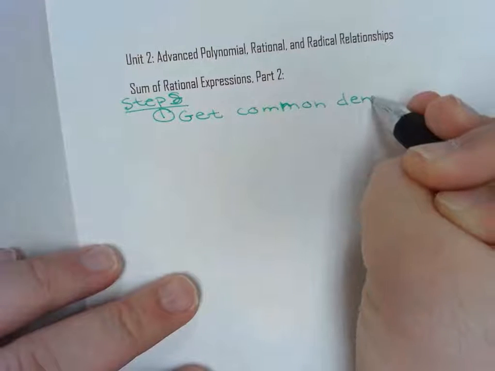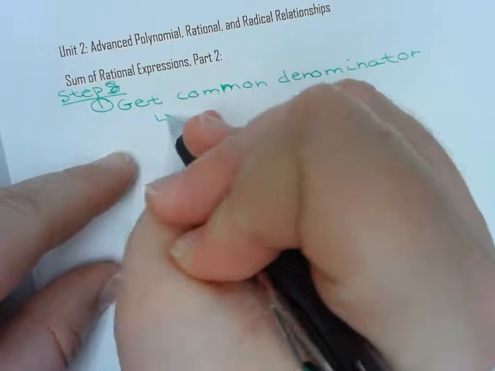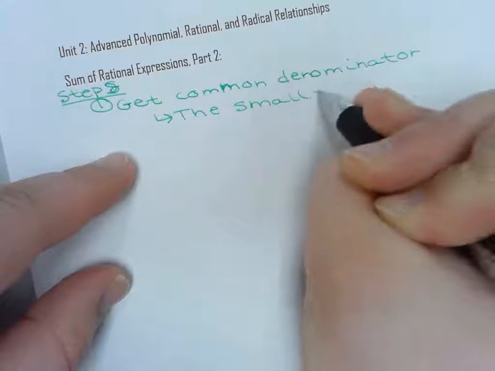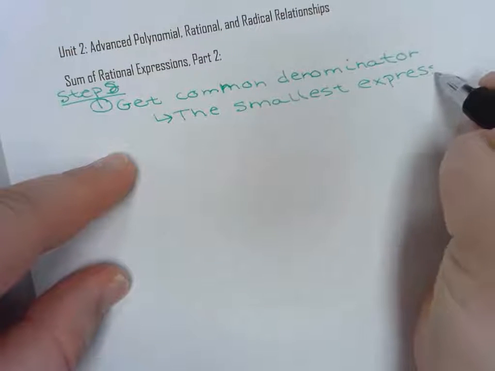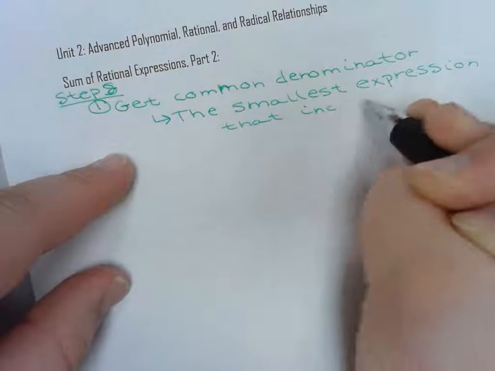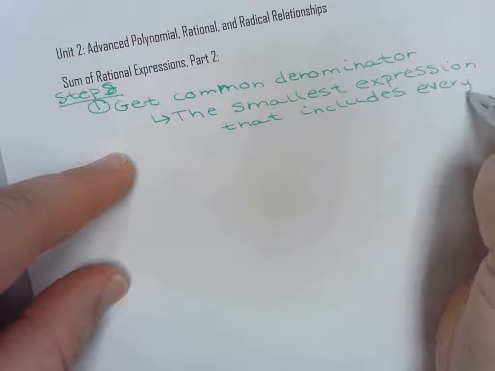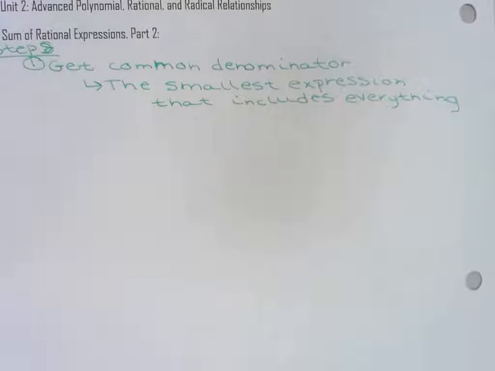And you've worked with common denominators before, but never probably with expressions with variables. So when I get the common denominator, you are going to find the smallest expression that includes everything. And it's kind of hard to put into words exactly how to do it. You kind of have to just practice. But I try to make it as straightforward as possible.